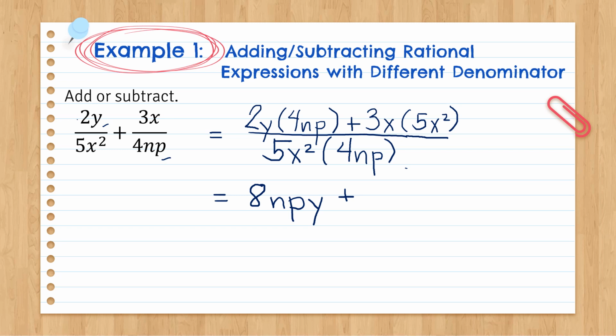Next, we have 3 times 5, so that is 15. We have x. Since we have a common variable here, we simply add the exponents according to the product rule. So we have 1 plus 2, so therefore we have 3. And the same thing that we are going to do with our denominator. So 5 times 4, that will give us 20.